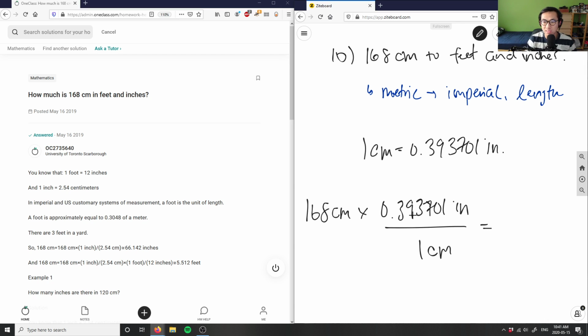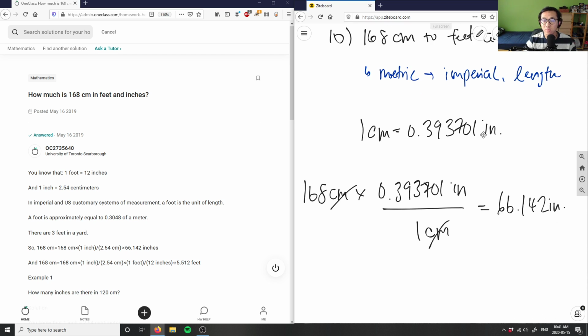So again, the cm's are going to cancel out, and I simply have to multiply through. So I have 168 times 0.393701. This is going to give me 66.142 inches.